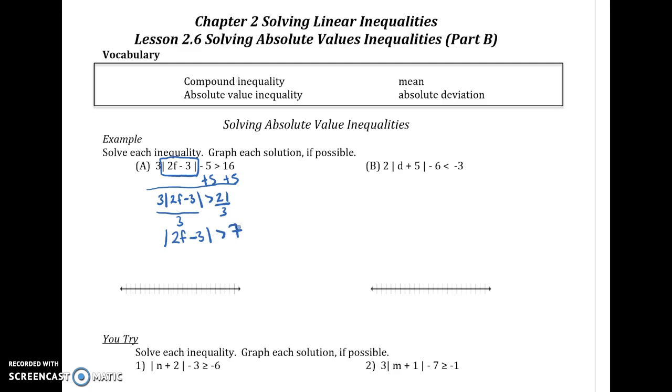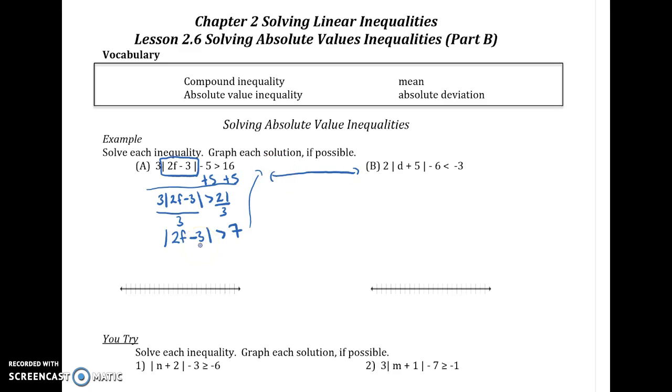Can I keep going? Remembering from the last lesson, if this is a less than sign and it was a negative, then it's no solution. If it's a greater than sign and this was a -7, then we just stop at all real numbers. But since this is a positive, we are good to go. And remember, if it helps, you can always imagine this on a number line to help you remember how to create your compound inequality.